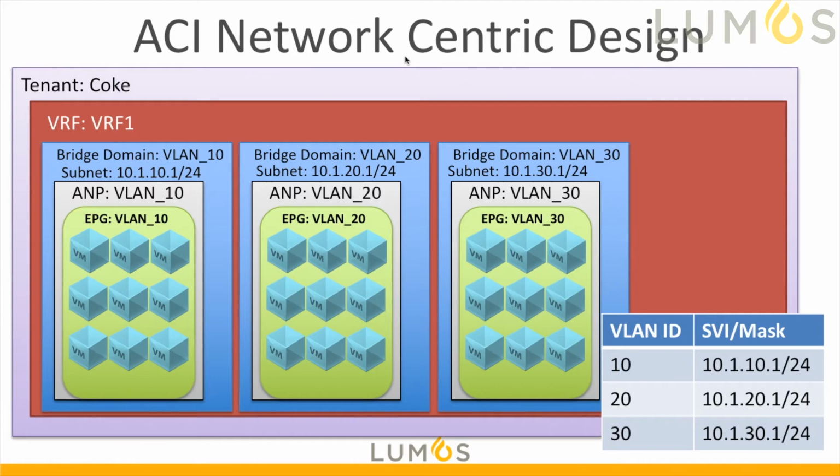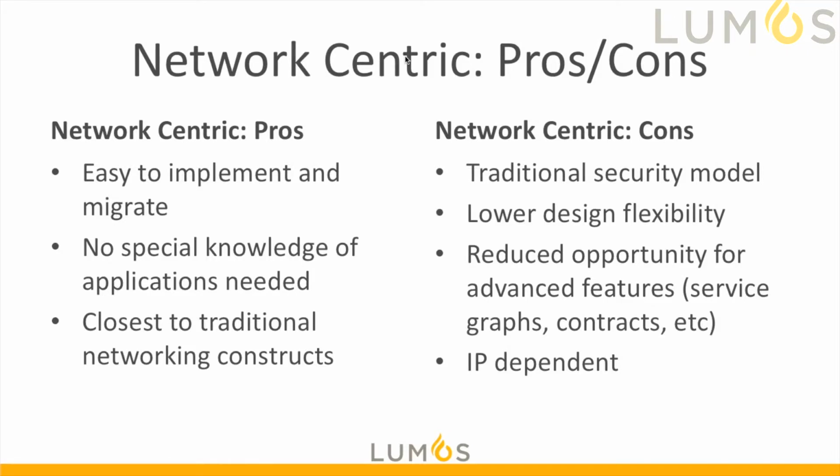Same thing with VLAN 30 and so on and so forth. So looking at some of the pros and cons of network-centric, the pros are it's very easy to implement and migrate, right? This is exactly what we've been doing in our traditional networking for a decade now. Nothing has really changed, right? We don't need any special knowledge of our applications. Our firewall rules still work the same way they always have because it's still based on IP addressing. It's the closest thing that we have to traditional networking constructs.